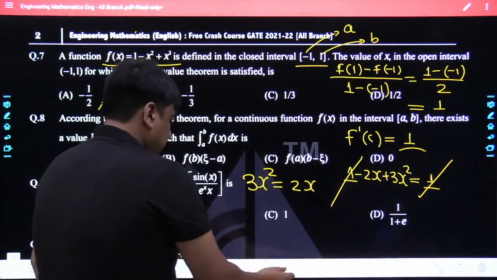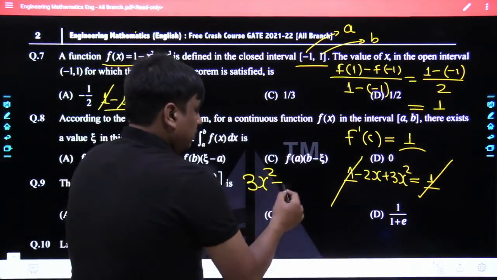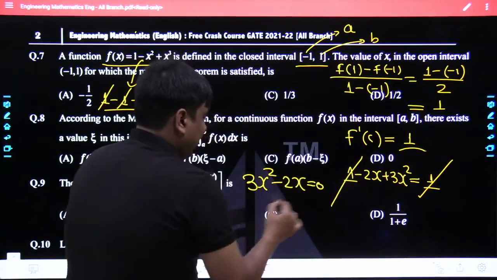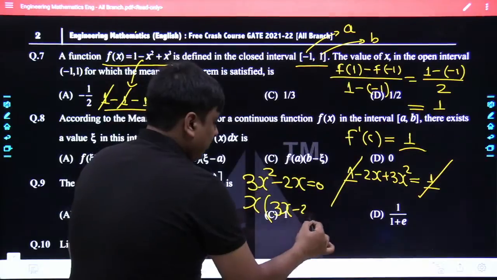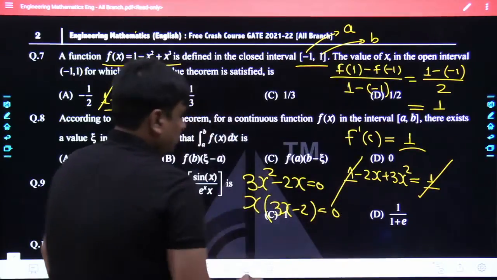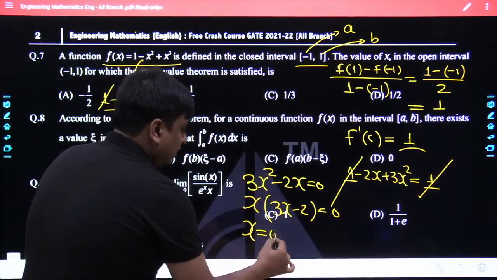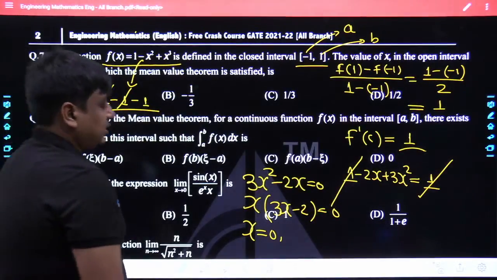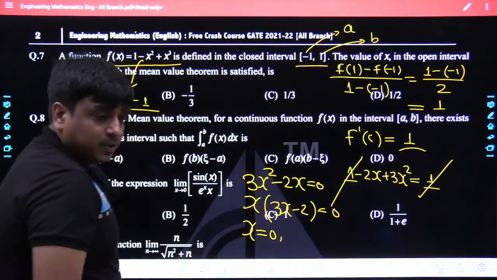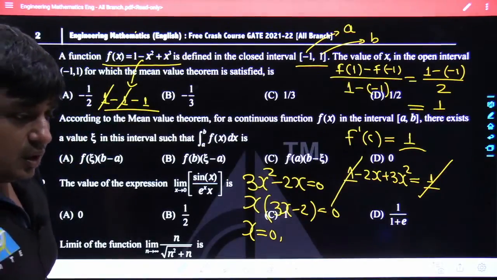So you can do one thing. 3x square minus 2x is equal to 0. The x can be brought out as a common factor, and what is left is 3x minus 2 is equal to 0. So how many results have we got? First is x is equal to 0 and the next is going to be 3 divided by f2.